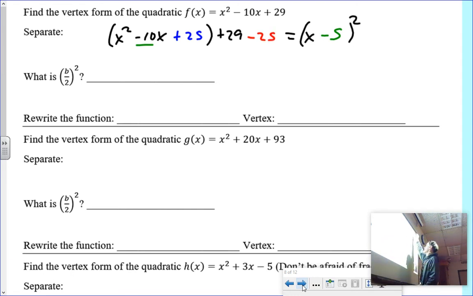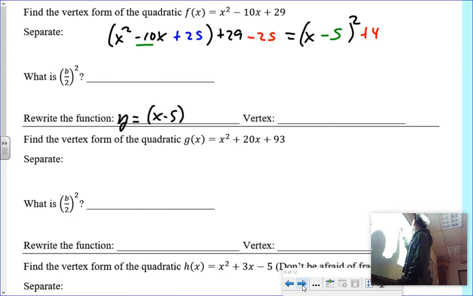So now we just clean that up. 29 minus 25 is plus 4. And I'm done. That's the whole process. So my function is y equals (x minus 5) squared plus 4, and my vertex is (5, 4).